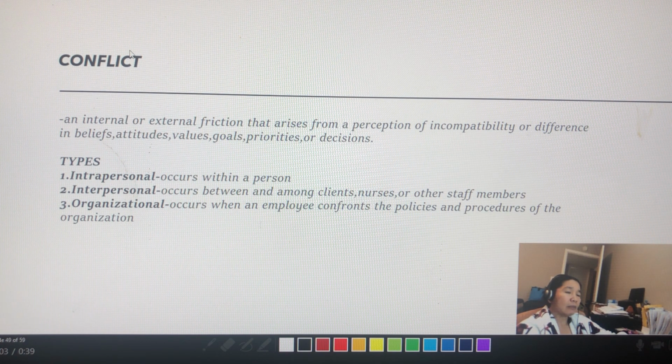Conflict. It is an internal or external friction that arises from a perception of incompatibility or difference in beliefs, attitudes, values, goals, priorities, or decisions. Types of conflict. 1. Intrapersonal. It occurs within a person. 2. Interpersonal. It occurs between and among clients, nurses, or other staff members. 3. Organizational. Occurs when an employee confronts the policies and procedures of the organization.